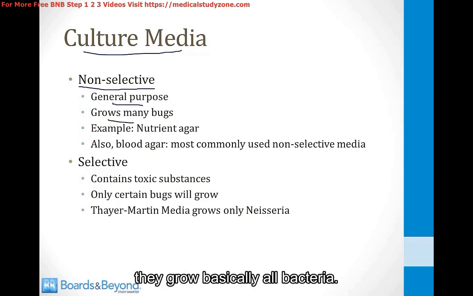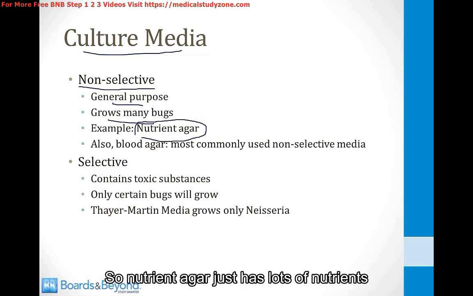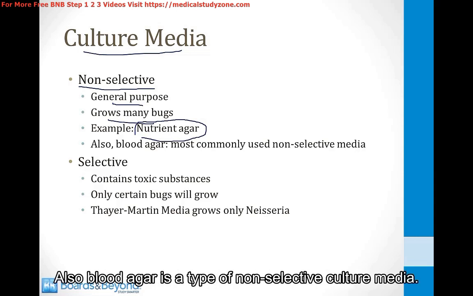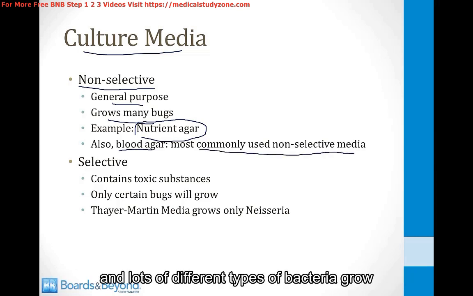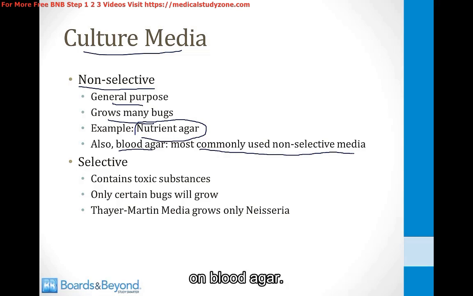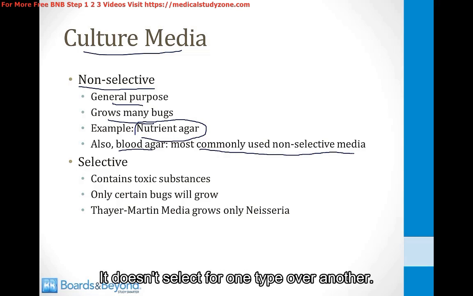They grow basically all bacteria. And an example is nutrient agar. So nutrient agar just has lots of nutrients that lots of different bacteria will grow on. Also, blood agar is a type of non-selective culture media. It's in fact the most commonly used non-selective media, and lots of different types of bacteria grow on blood agar. It doesn't select for one type over another.